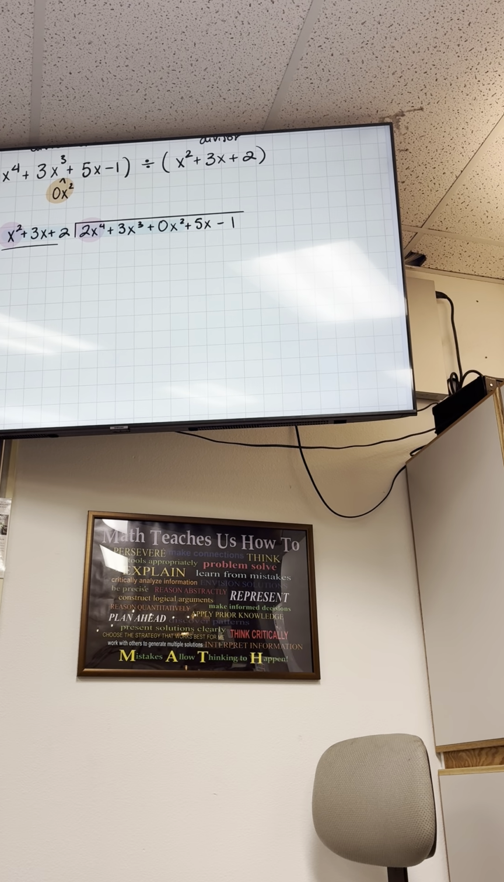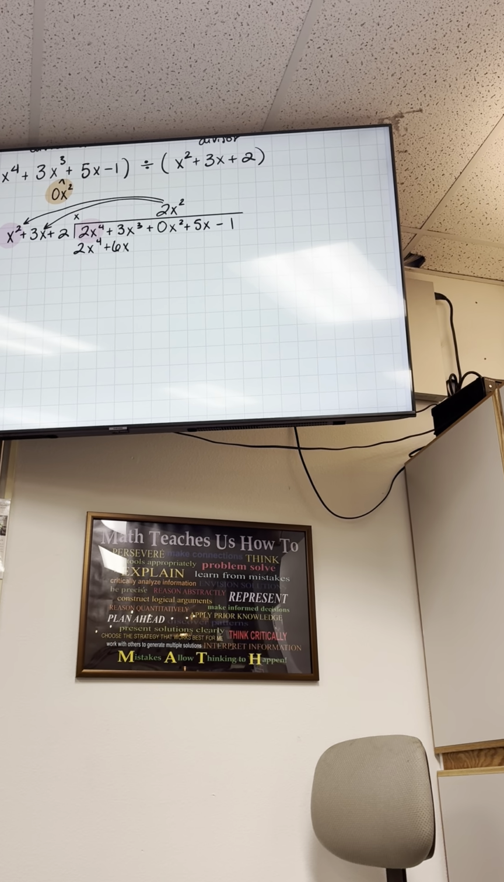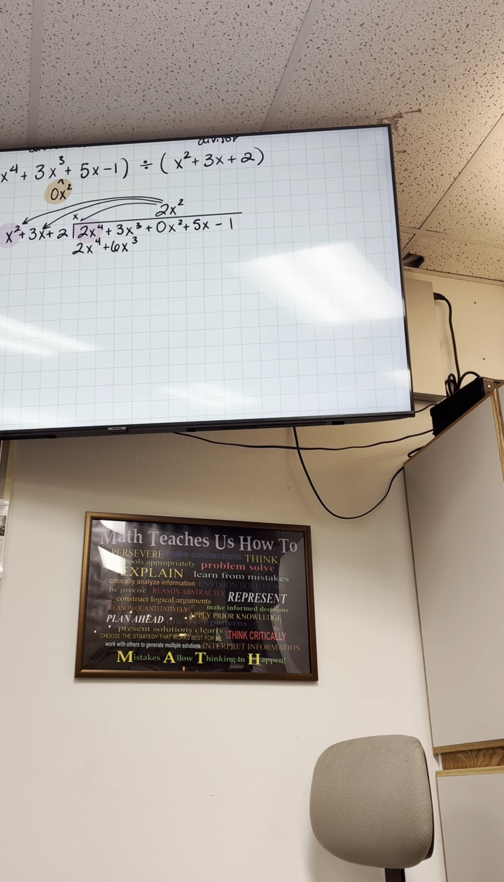So here's what we're going to write. We're going to understand that 2x squared is what is needed to multiply by x squared to then get 2x to the 4th. So I'm going to multiply 2x squared times x squared, which is 2x to the 4th, 2x squared times 3x, which is 6x cubed, and 2x squared times 2, which is 4x squared.